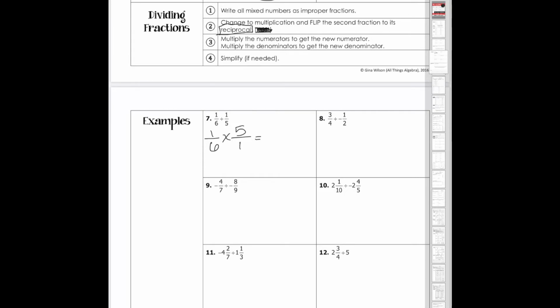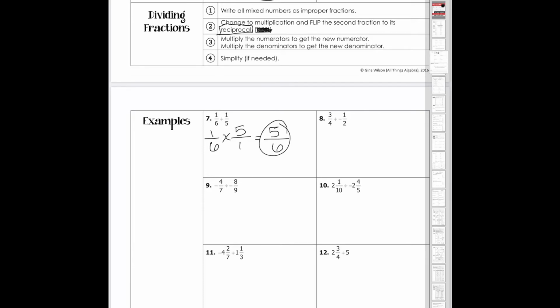So now that I have it into a multiplication problem, I just follow the steps. I multiply the numerators, and I multiply the denominators, and I get 5/6. And that's it. Also, you can do the step where you cross simplify if you need to. In this case, we did not need to. All right, let's take a look at number 8.